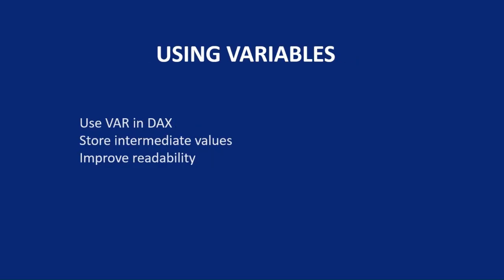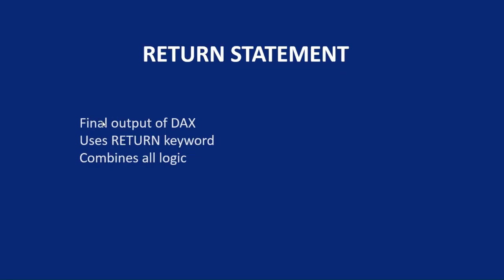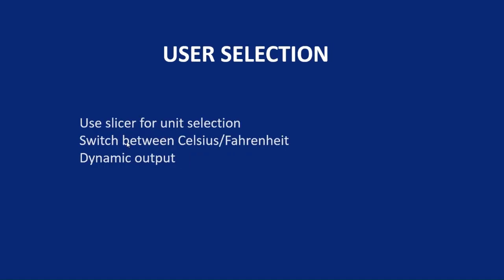To build this, we use variables in DAX. Variables are created using the VAR keyword. They help you store intermediate values, make formulas easier to read, and improve performance. So instead of writing long formulas, we break them into steps. After defining variables, we use a RETURN statement. This tells Power BI what final value to show. So the flow becomes: VAR defines the logic and RETURN shows the output result.